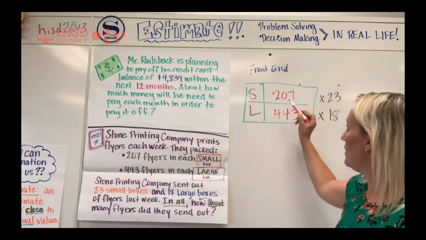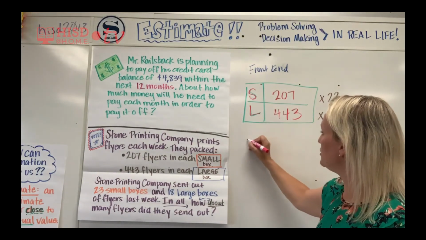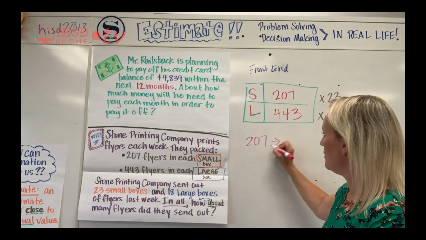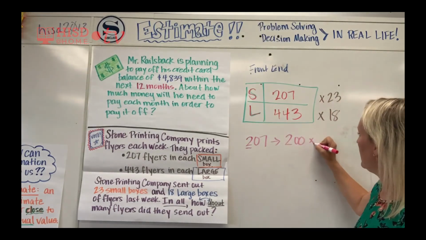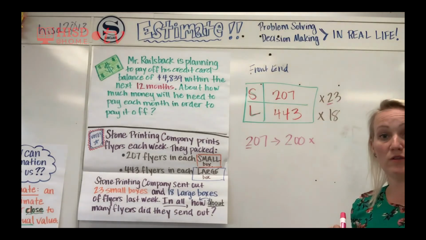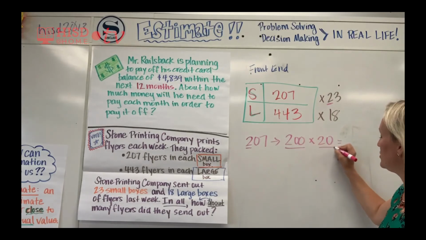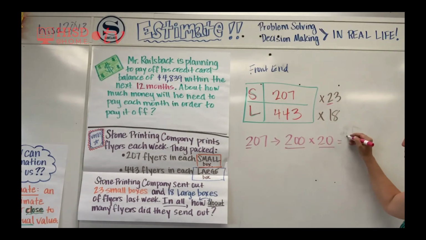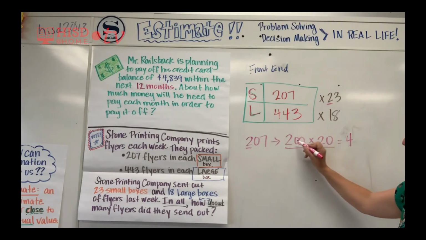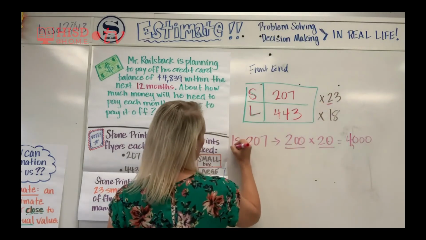So with small, instead of 207, I'm going to use front-end estimation. So my 207, using the front, becomes 200 times the front of 23 boxes, but I'm only saying 20. 200 times 20. And hopefully you know this trick, but you take that front number, 2 times 2, which is 4, and then you add the zeros. 1, 2, 3. There you go. 4,000, small. That was small.